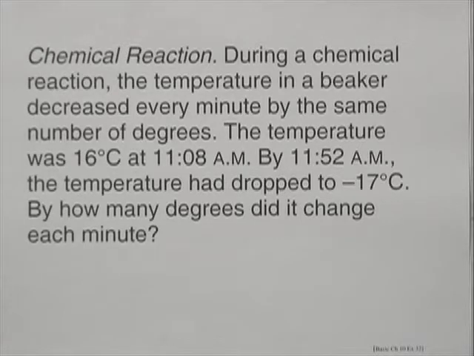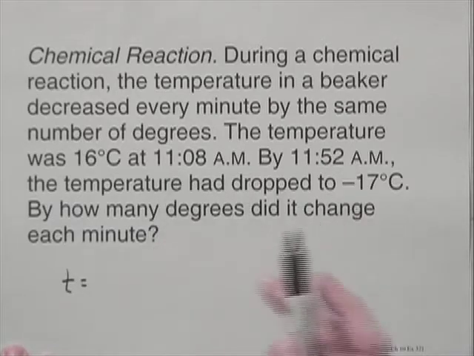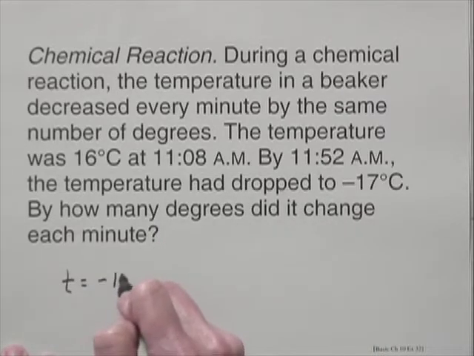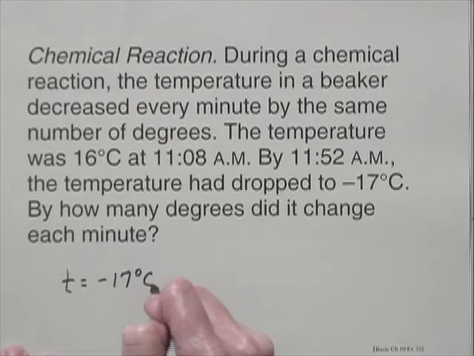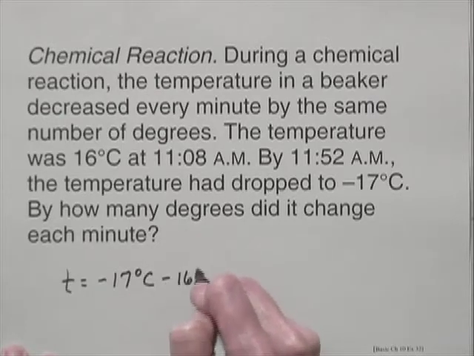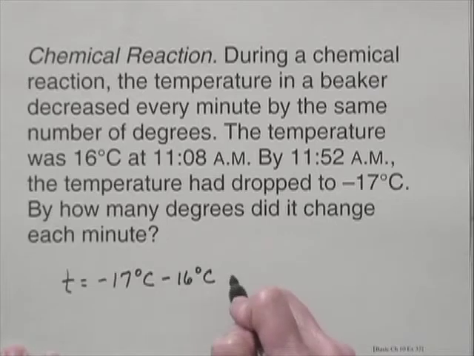Well, first of all, let's find the total drop in temperature, and we'll call that T. And to find that, we'll subtract the beginning temperature from the ending temperature. So we'd have negative 17 degrees Celsius minus 16 degrees Celsius. And I can write this as an addition if I want to.